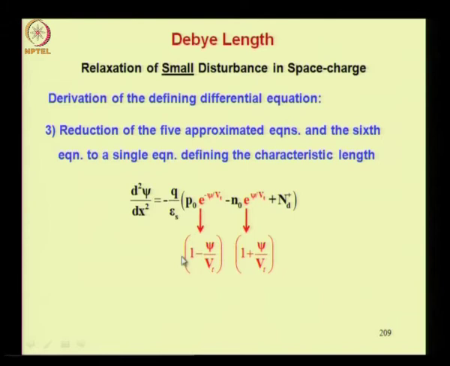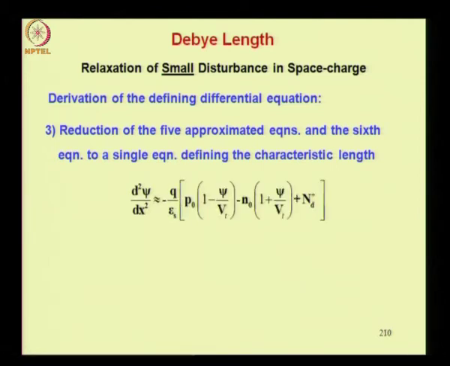Now this is where you find we are using the smallness approximation. Because the applied electric field is small, your potential, which is the consequence of electric field, is small, and it is so small that psi by Vt here is much less than 1, and therefore we can approximate e power minus psi by Vt as 1 minus psi by Vt, and e power psi by Vt as 1 plus psi by Vt. Substituting those approximations here, this is your equation.